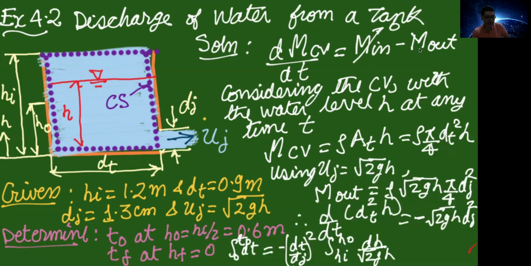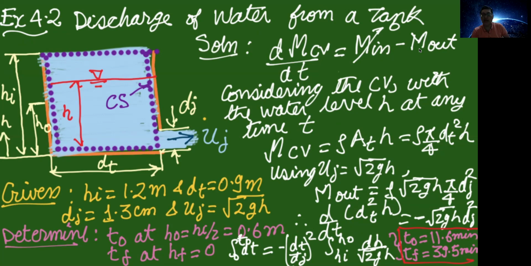Now note that the limit that we are considering is when the discharge is starting at time t equal to 0, the height of the water column is hi as shown here. This is the height of the water column corresponding to time equal to 0, and when it is half filled, its height is ho, which is hi by 2. So from 0 to t0, these are the limits for time. If you integrate it and then solve it, you finally obtain the time for half discharge as 11.6 minutes, and the time taken for the complete discharge is 39.5 minutes.